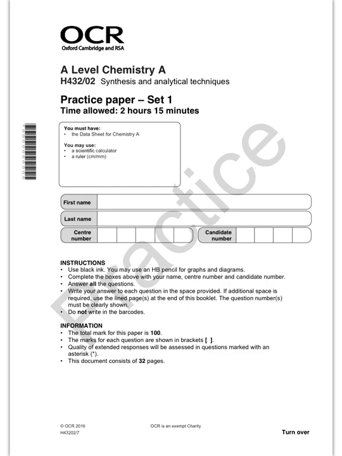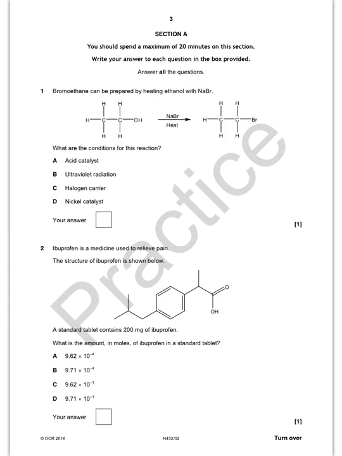Okay, so we're going to go through one of the practice papers now for synthesis and analytical techniques. So first question is looking at synthetic routes, and I'm going to make a bromoalkane from an alcohol there. So how am I going to do that? Well, I've got to work out which conditions I need, and the conditions I need is an acid catalyst, so it's going to be A for that one. The acid catalyst actually makes this a better leaving group, which allows the bromide ion to do a nucleophilic substitution.